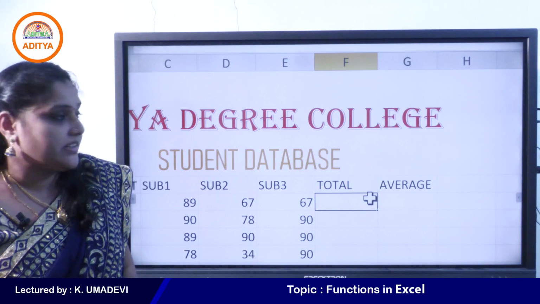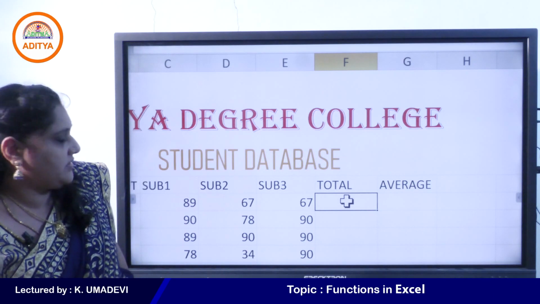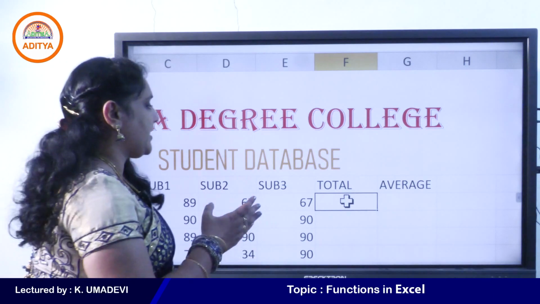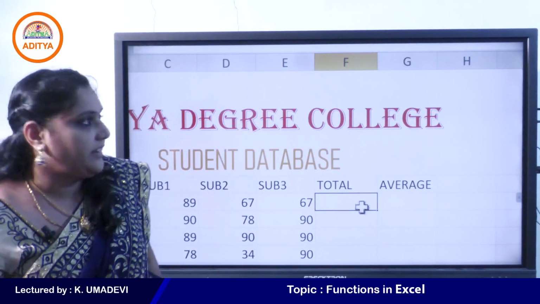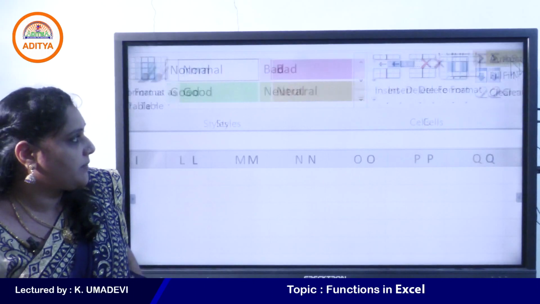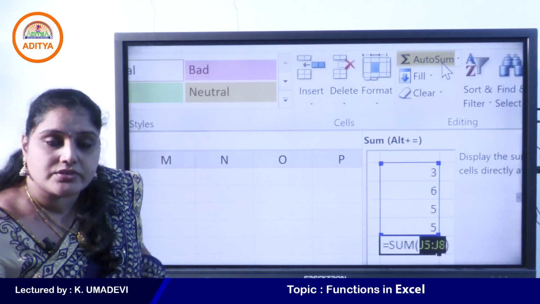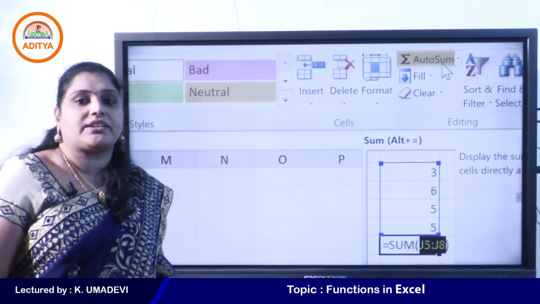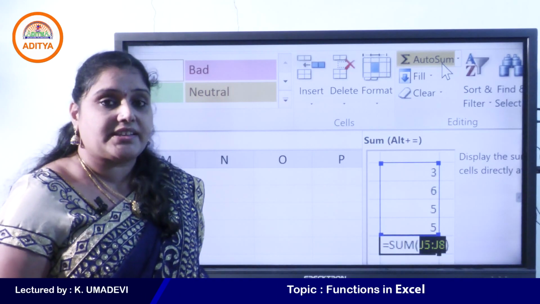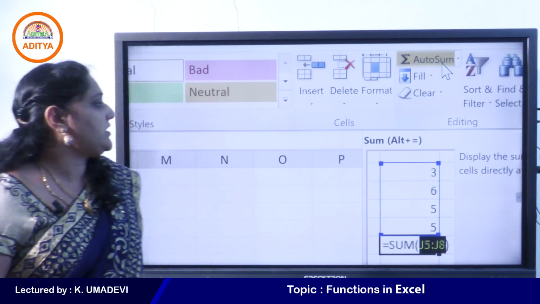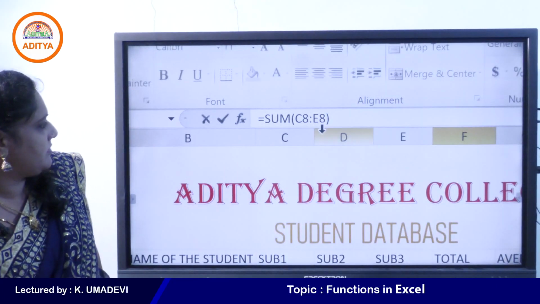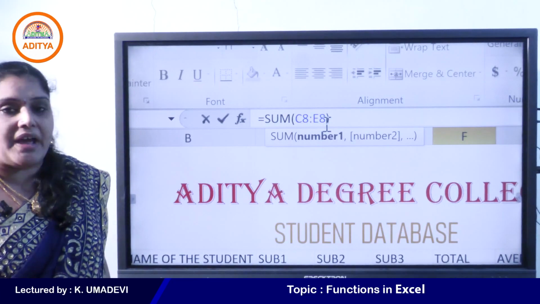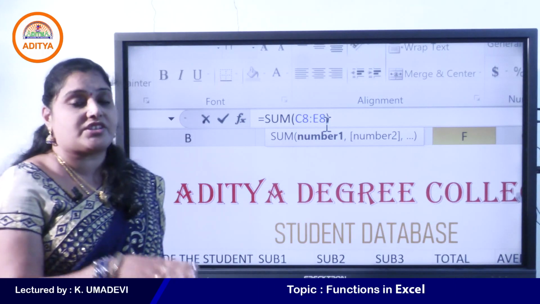How can we insert the sum function? Just click or select any cell where you want to show the result of the sum function, and then go to AutoSum. Just click on AutoSum, or else the shortcut key is Alt plus equal to, right, students? So if you want to enter it manually, it is automatically inserted with its arguments.